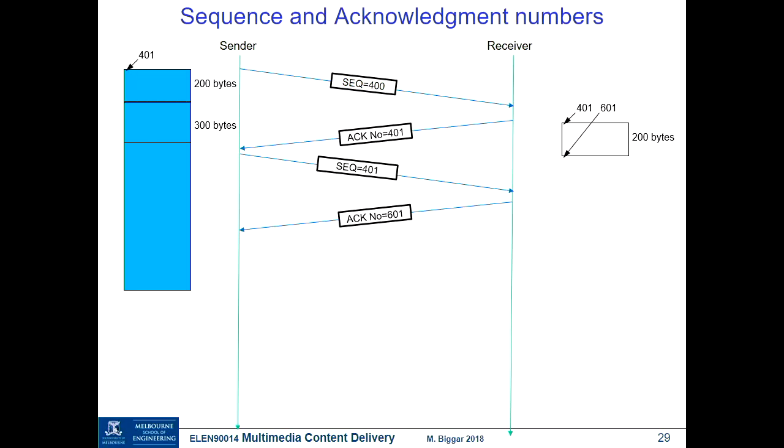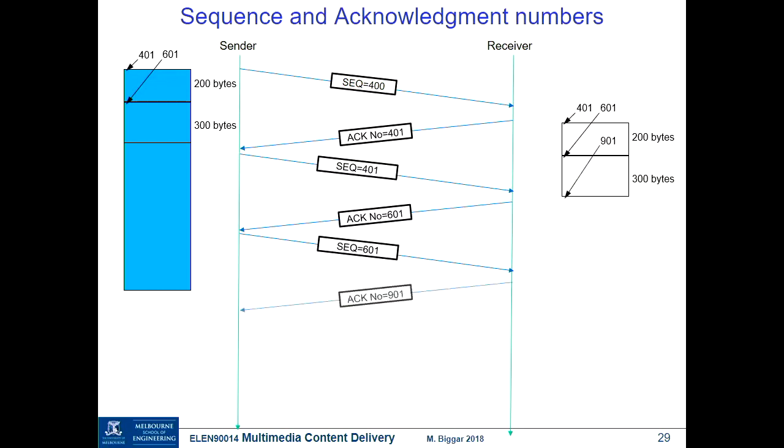601. Yeah, right. It's the byte number, the first byte, or the numbered byte at the start of the packet. So we send 300 bytes. Sequence number 601, received correctly, added to the file at the receiving end, and we send back acknowledgement number 901. That's right. Yeah. So all good.